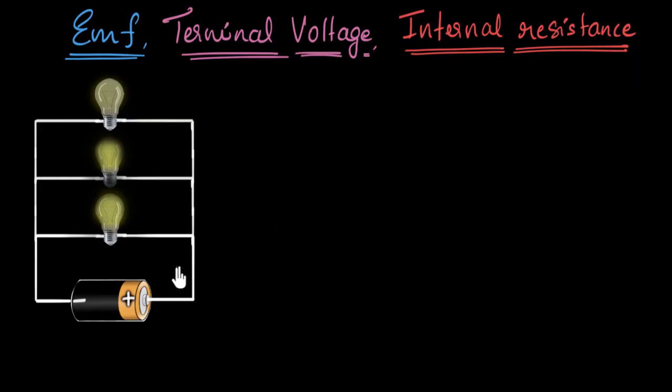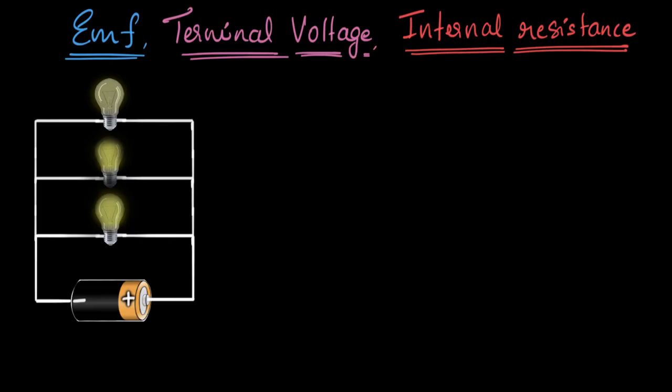And this is something that you may have experienced if you have inverters at home. When the power goes off and your house is running on inverter, you might have seen that as you switch on more and more tube lights, the brightness decreases. But why is this happening? Or what does it mean? Well, let's think about this.